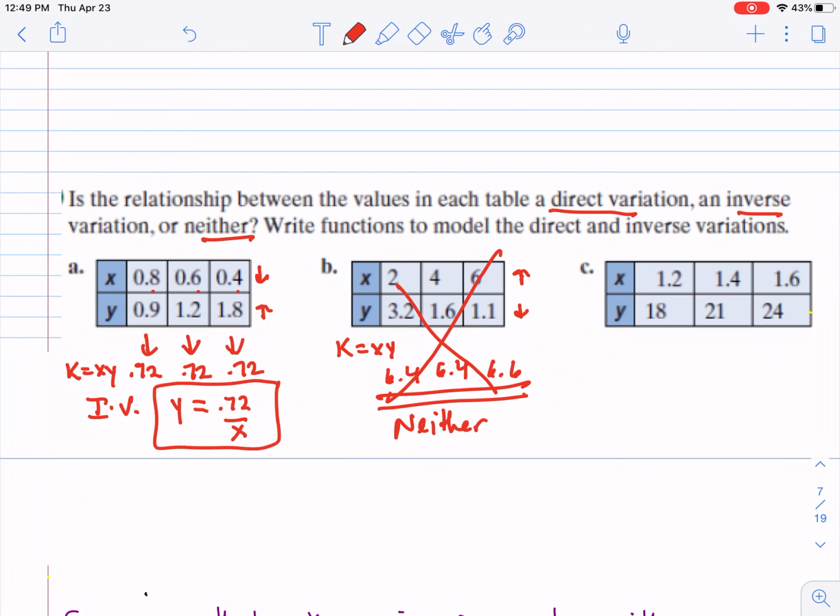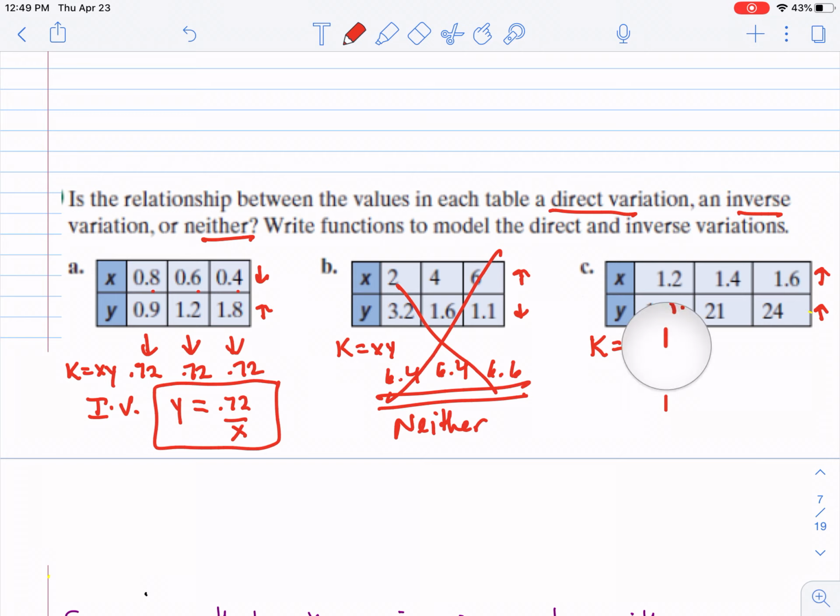All right, let's look at C. Well, my x's are going up. 1.2, sorry about that. 1.2 to 1.4, so these are going up. My y's are also going up. So this is a possible direct variation. In a direct variation, my k is equal to y divided by x, right? So let's try that. So we do 18 over 1.2. So 18 divided by 1.2, I get 15.